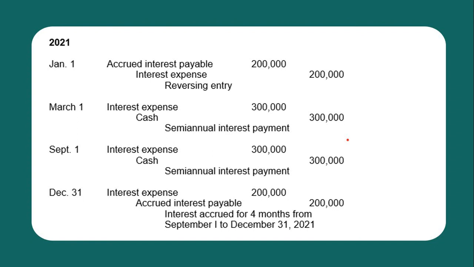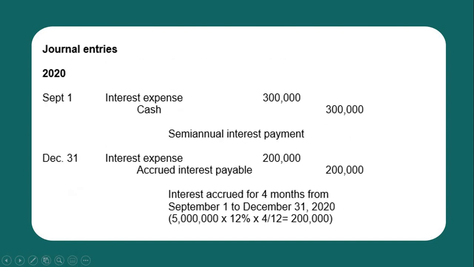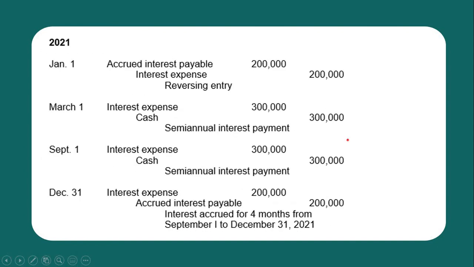In basic accounting, what is encouraged to be reversed? All accruals, okay? Accrued expenses are included. Since we accrued interest expense, it can be reversed. The reversing entry is simply the reverse of the accrual: debit accrued interest payable and credit interest expense for 200,000.